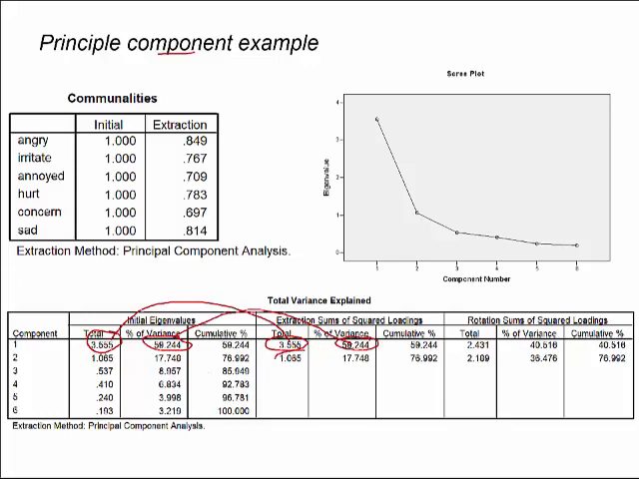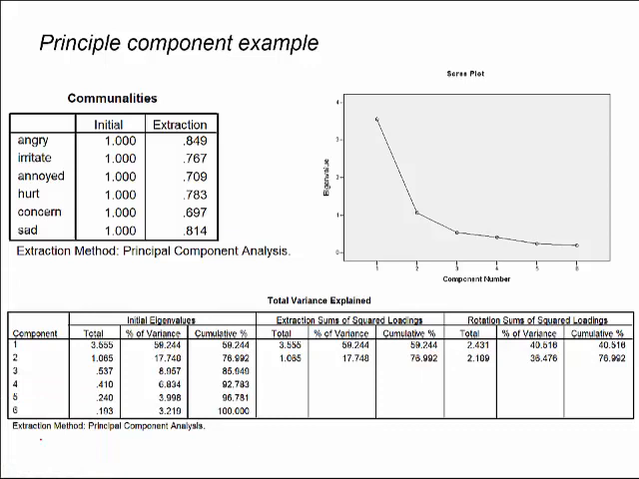The second eigenvalue was 1.065, explaining 17% of the variance. So that's still the same. Altogether, we can look at these two components and note that together they explained 76.9, almost 77%, of the variance.